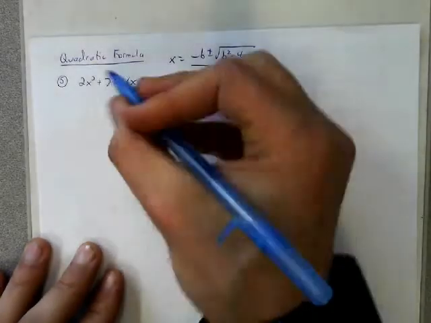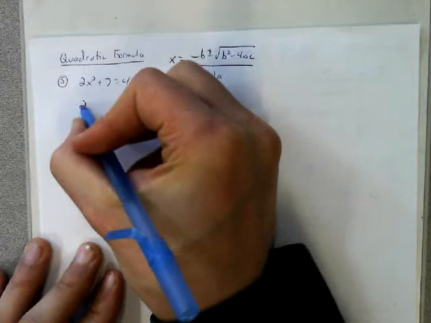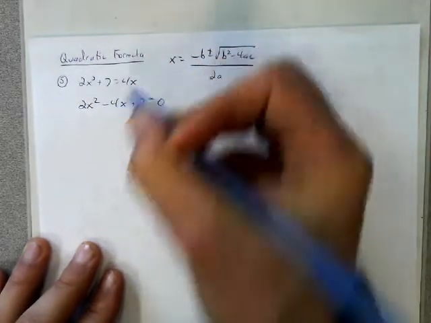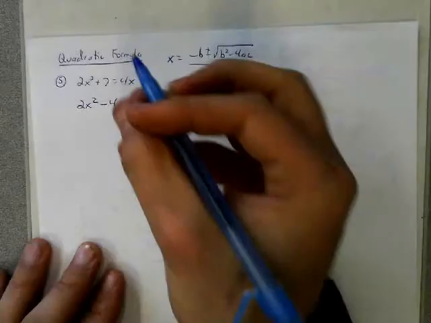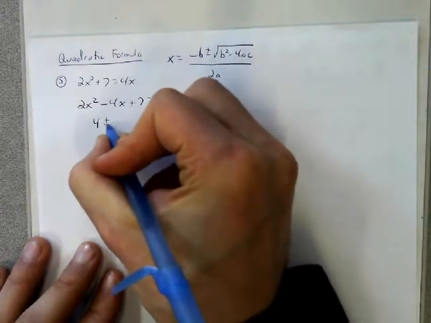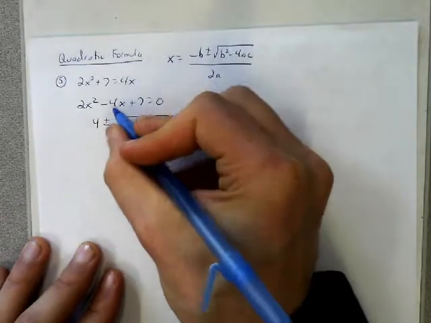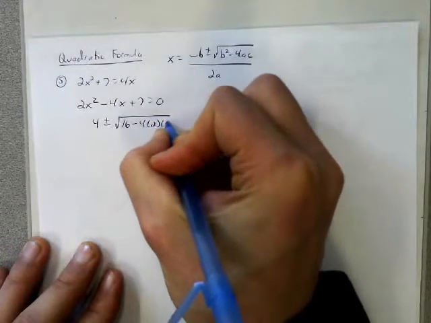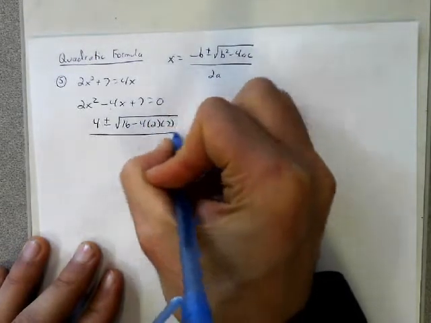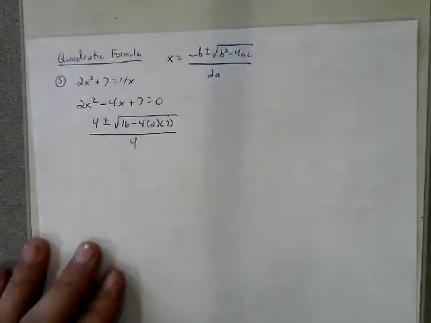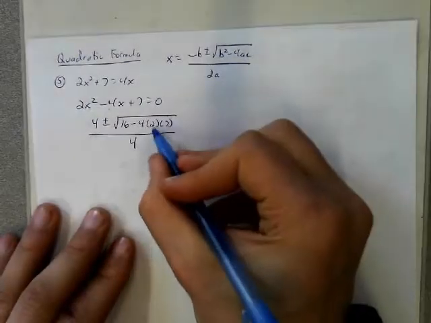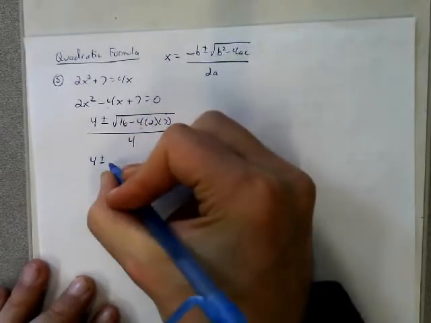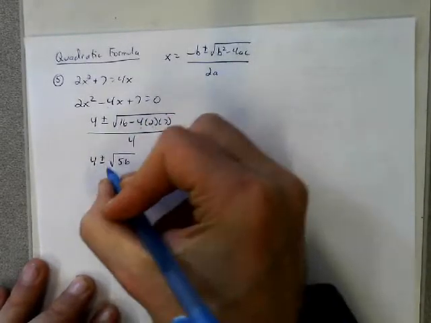First step again is always make sure it's equal to 0. So 2x squared minus 4x plus 7 equals 0. So -b would be 4 plus or minus the square root of b squared. -4 squared is 16 minus 4 times 2 times 7, all over 4. 4 times 2 times 7, that's 8 times 7, which is 56. So you get 4 plus or minus the square root of 56 over 4.